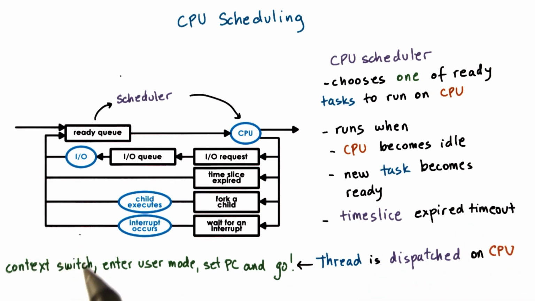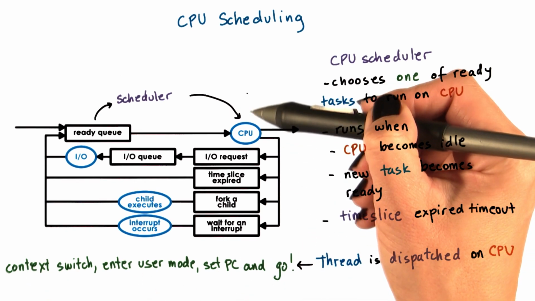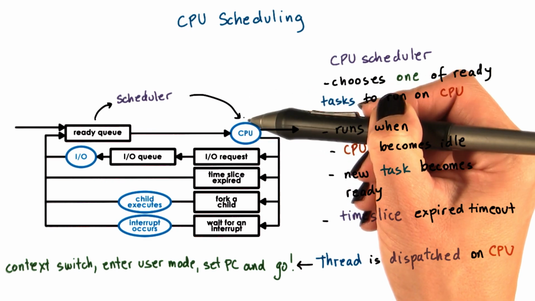What really happens is we perform a context switch to enter the context of the newly selected thread, and then we have to enter user mode and set the program counter appropriately to point to the next instruction that needs to be executed from the newly selected thread. And then we're ready to go. The new thread starts executing on the CPU.